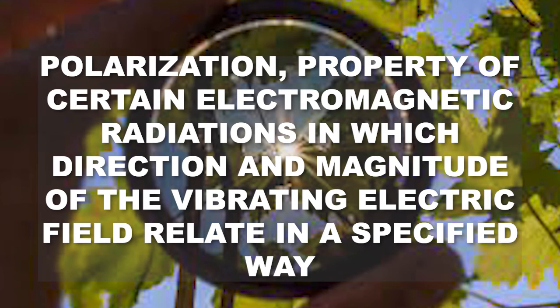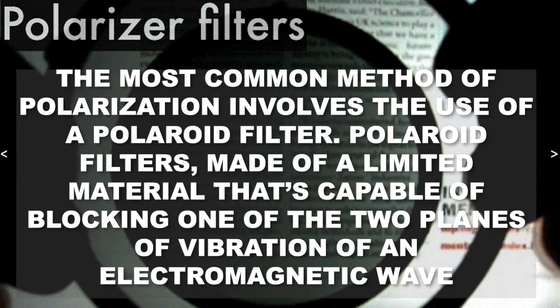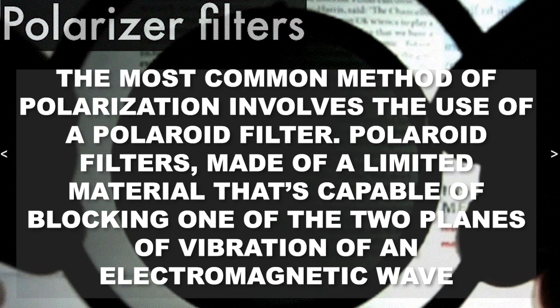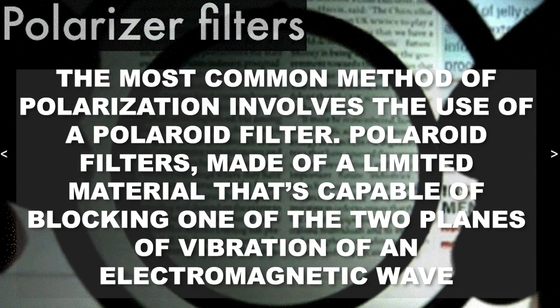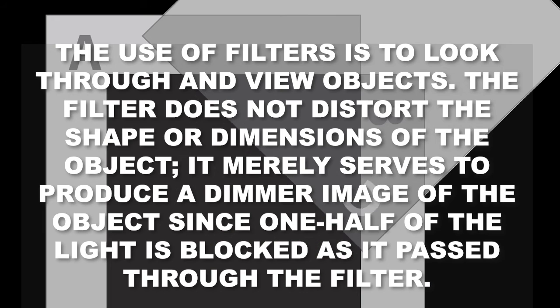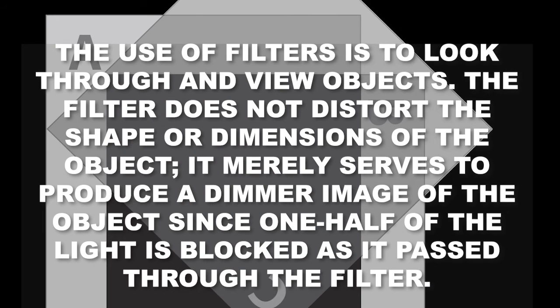Polarization is a property of certain electromagnetic radiations in which the direction and magnitude of the vibrating electric field relate in a specified way. The most common method of polarization involves the use of a Polaroid filter. Polaroid filters are made up of special materials capable of blocking one of the two planes of vibration of an electromagnetic wave. The use of filters is to look through and view objects.